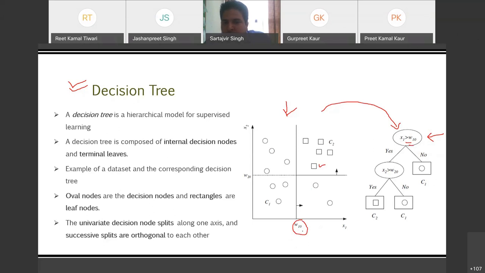If x1 is greater than w10, then there are two categories, which we will discuss a little later. But if this condition is not fulfilled, if x1 is less than w10, then all the data points belong to the circle. In the other case, if x1 is more than w10, there are two categories, so we have to apply another decision here. If x2 is greater than w20, then it belongs to the square, and if it is less than w20, then it belongs to the circles. In this way, we can classify the data.